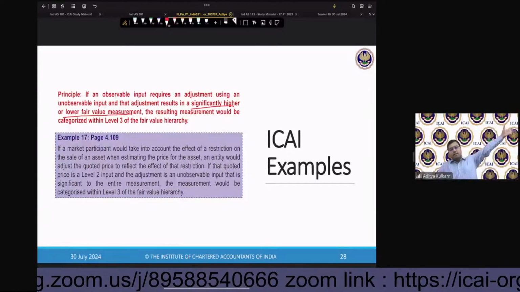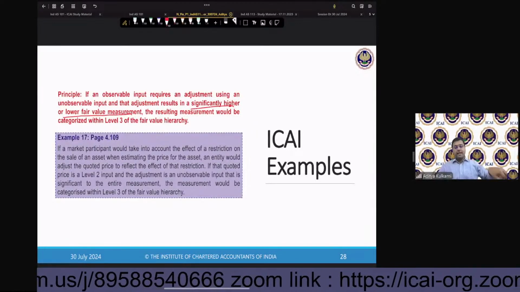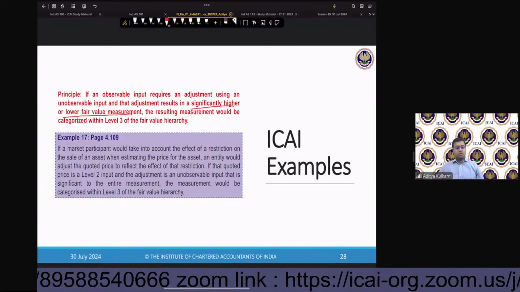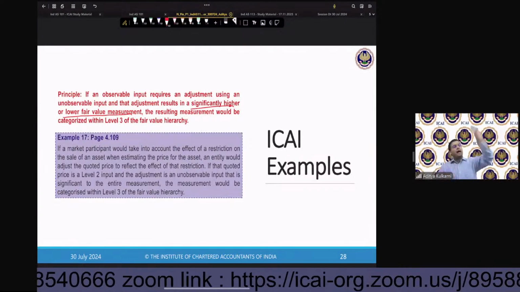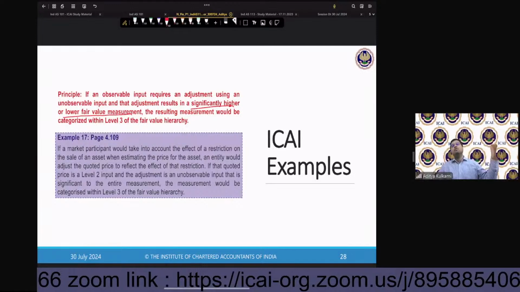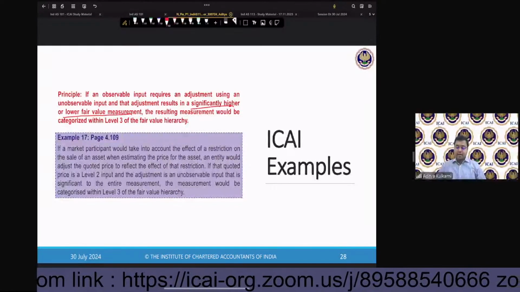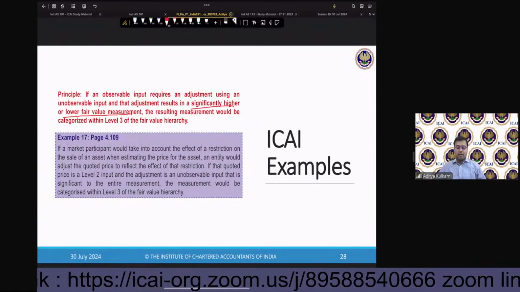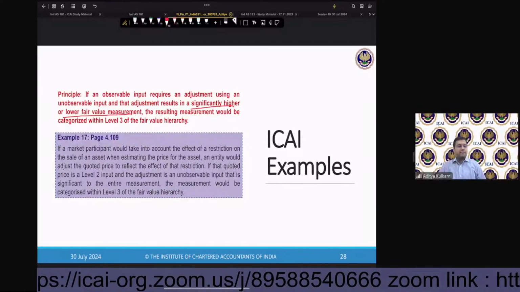So you have the observable inputs plus specific adjustments to give you the fair value. Now, if there is a lot of difference between this fair value and that observable input, then even though we are using observable input and some small adjustments, it continues to be a level 3 hierarchy. We cannot call it level 2. Are we okay with this?